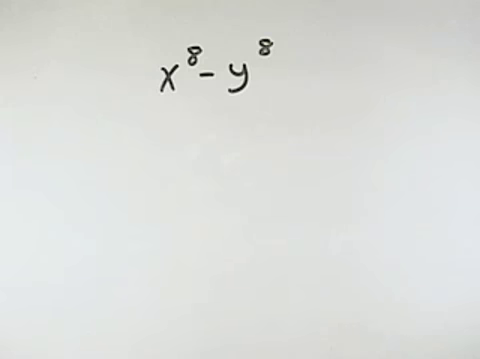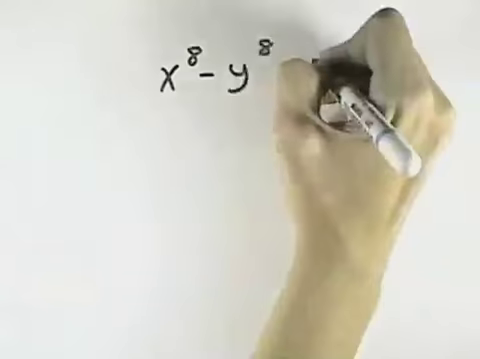Here we want to factor this completely. There's no greatest common factor, so we look at the two terms. It's subtraction, so it could be the difference of squares or the difference of cubes. Since the powers are the 8th power, that's even. That means it's the difference of squares.